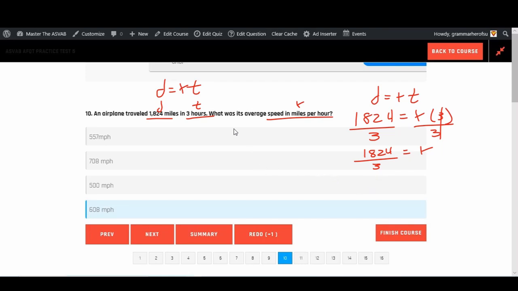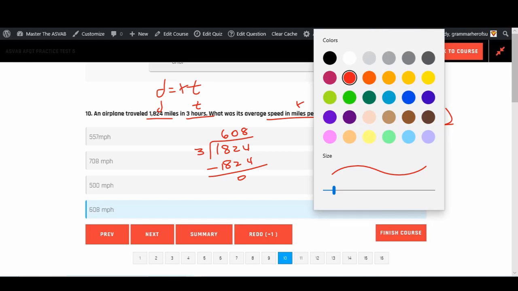This is where your long division comes into play. Again, we have 1824 divided by 3. And again, all fractions can be regarded as long division. Now, you might be able to see this right away. 3 goes into 18 6 times. 3 goes into 24 8 times. So you should be able to do that mentally to see that 608 times 3 is going to be 1824 with no remainder.